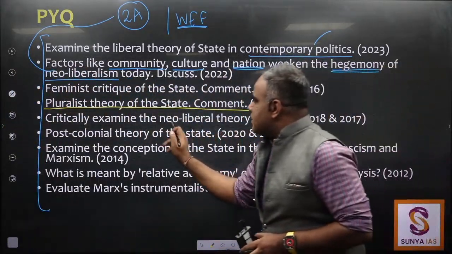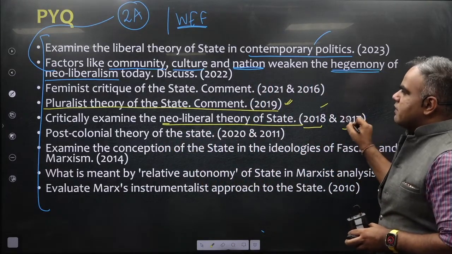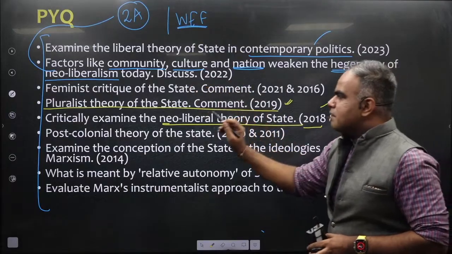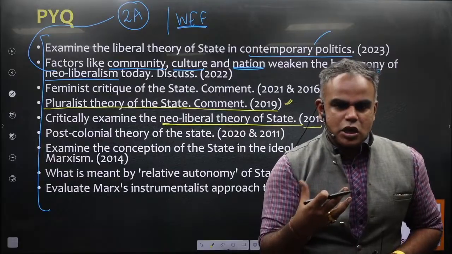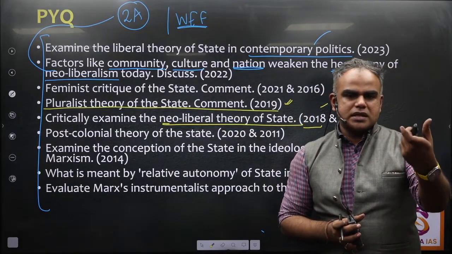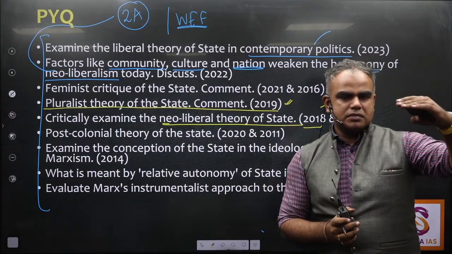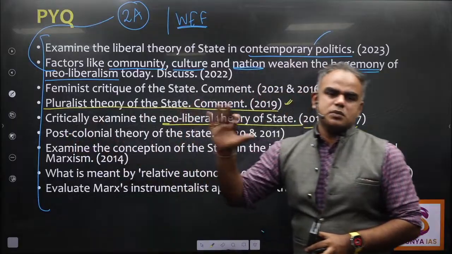Then critically examine neoliberal theory of state. Look, this has been repeated in 2018, 2017 and even this year. And the part of critical examination is sometimes lacking. We may not know it very well. Normally, I'll talk about the 10-point consensus or the Washington consensus. I'll talk about, let's say, Reaganism, Thatcherism. You'll talk about some things. But how to critically examine this, we'll also see that.